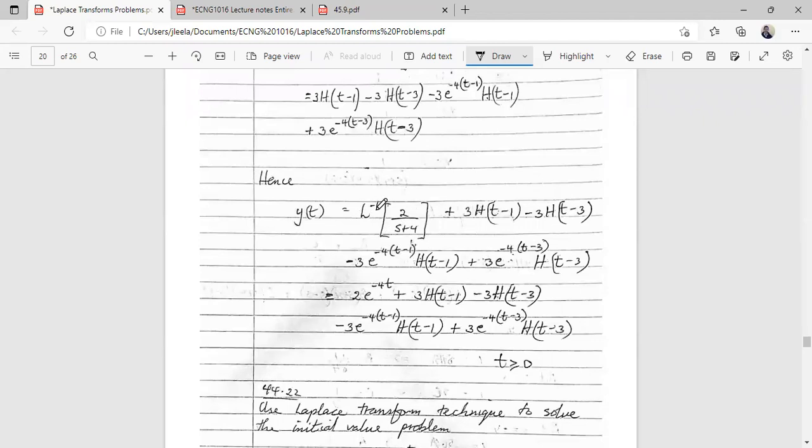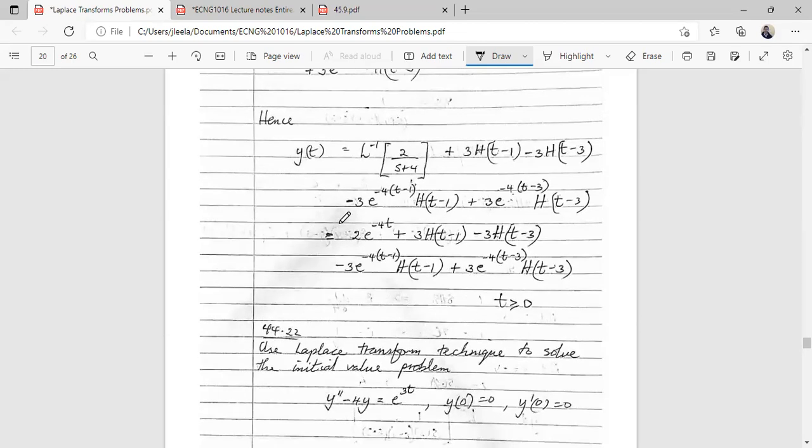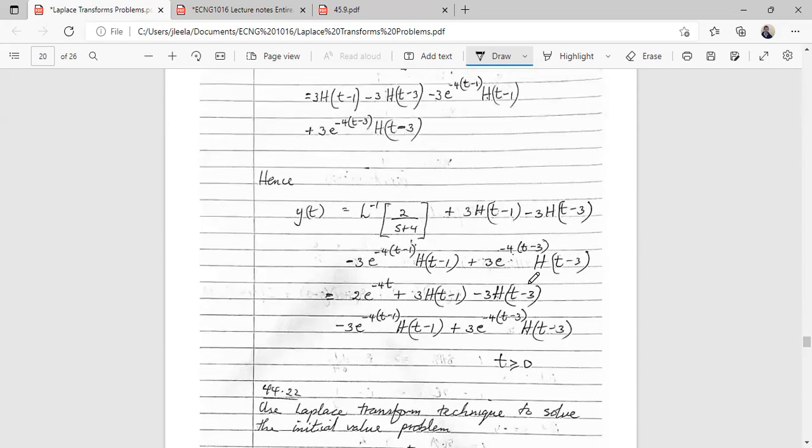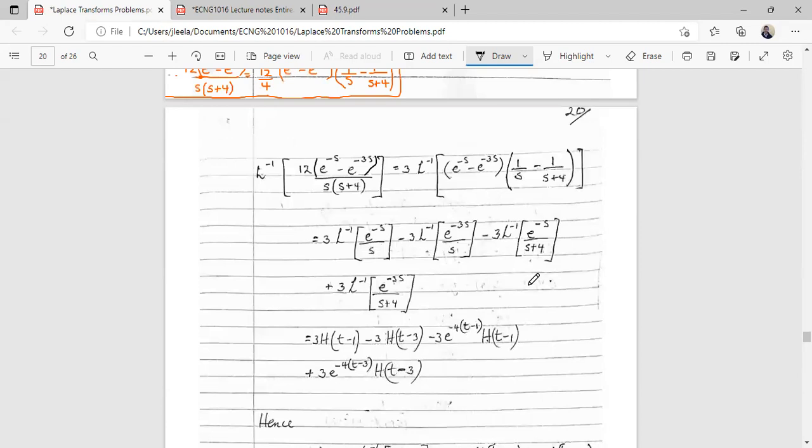So this part here, the first one that we needed to find, this will be 2 e to the minus 4t plus 3 h(t minus 1) minus 3 h(t minus 3) minus 3 e to the minus 4(t minus 1) h(t minus 1) plus 3 e to the minus 4(t minus 3) h(t minus 3), and your variable t is greater or equal to 0. Right, so that is how you do it there.